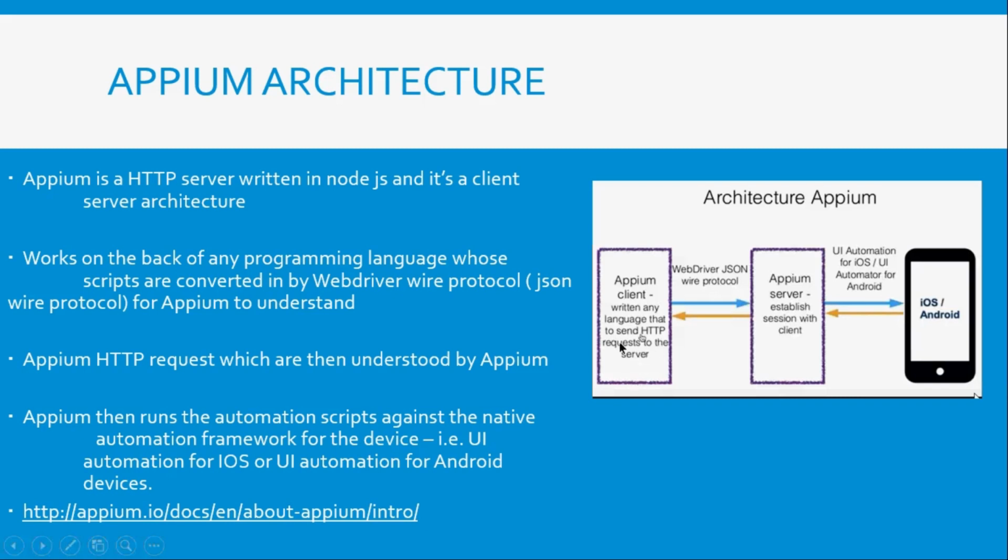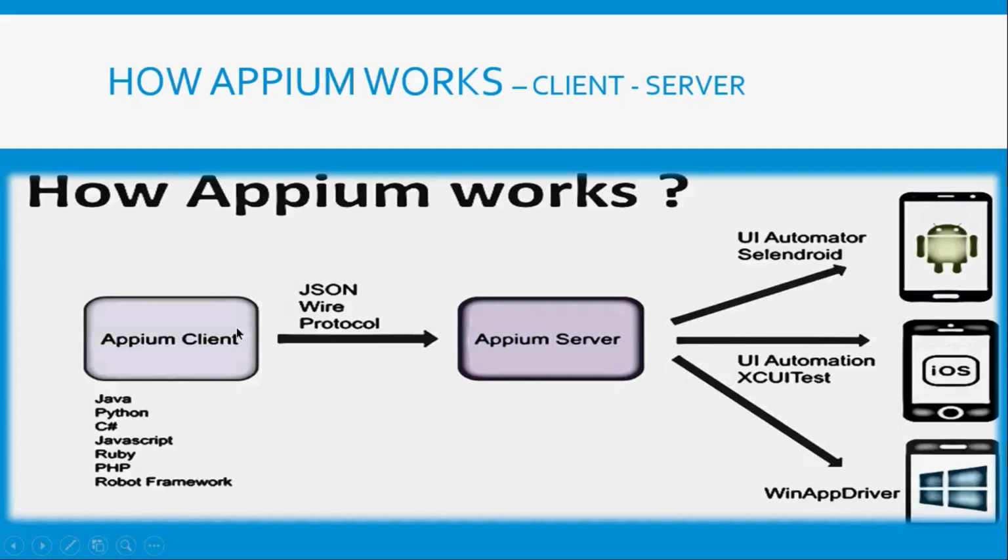What we mean by client-server is that the client is the programming languages, and the server is the APPIUM server, which takes instruction from the APPIUM client, and then uses these instructions on mobile devices, either using the UI automation for iOS or the UI automator for Android. So basically, that is the way APPIUM works, and this is the diagram of how it works.